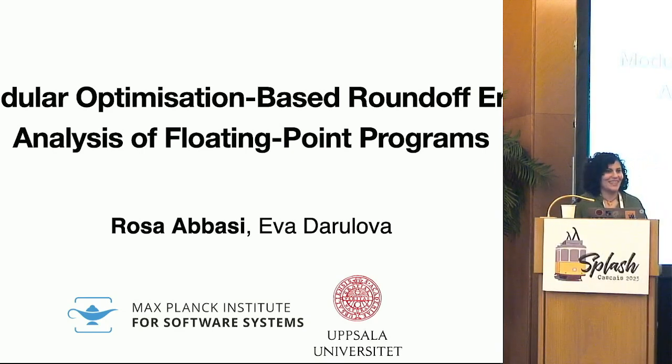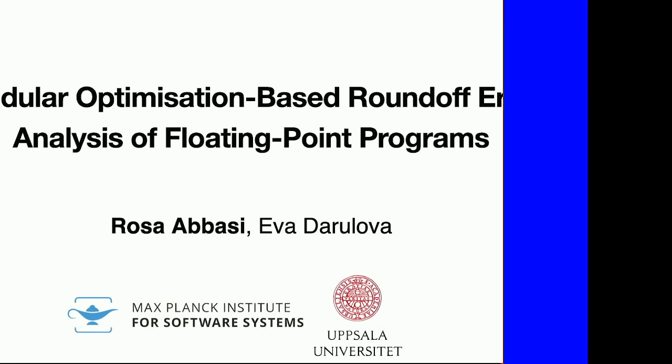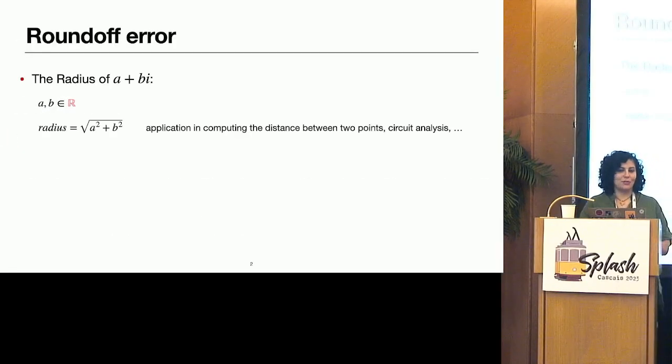Thank you. So, hello everyone. I'm going to talk about modular round-off error analysis of procedural floating point programs. Suppose we have a complex number a plus bi, where a and b are real values, and we want to compute the radius of this complex number. So the formula looks like this, and it has many applications in geographical allocation, secret analysis, and so on.